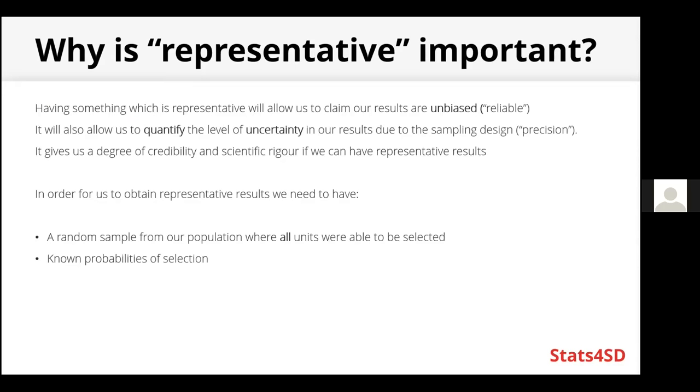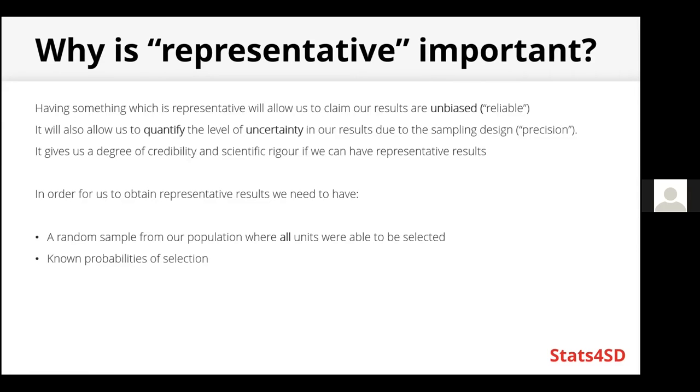We want to be able to claim that we have unbiased results. If we don't have a representative sample, we can't claim that we have an unbiased estimate or unbiased results compared to our overall population, because the whole purpose of sampling is that we are trying to get something which represents our population, or at least representative sampling anyway. And with a representative sample, we can also quantify the level of uncertainty in our results.